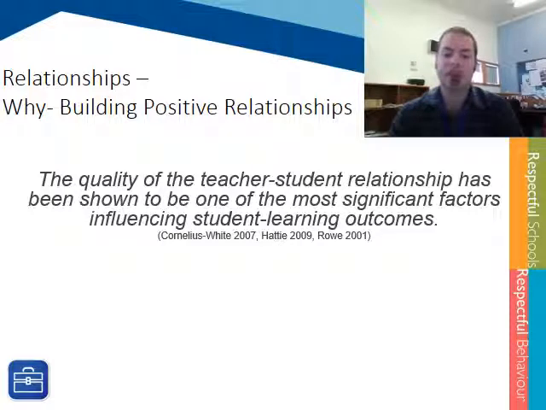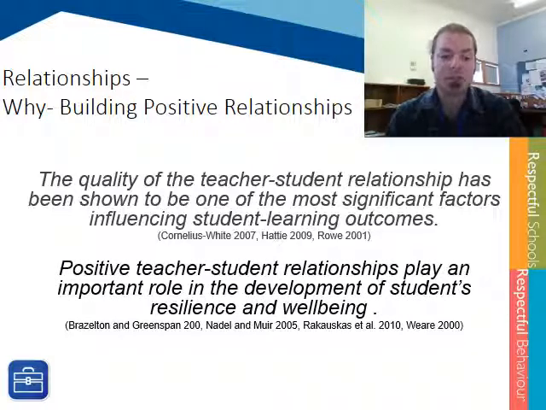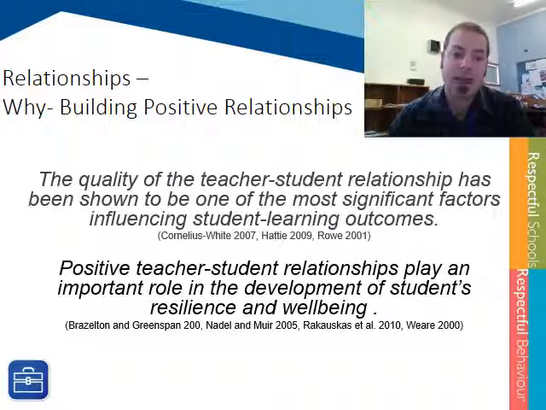The quality of teacher-student relationships has been shown to be one of the most significant factors in influencing student learning outcomes. Positive teacher-student relationships play an important role in the development of students' resilience and their well-being. Howes and Ritchie's research in 1999 showed that in a primary school setting, a close, warm teacher-student relationship is associated with improved student social competence, and RSST research in 1997 found that in a secondary setting, young people who have reported having a positive relationship with their teacher were less likely to use drugs, alcohol, attempt suicide, self-harm, behave in violent ways, or engage in sexual behaviour at an early age.